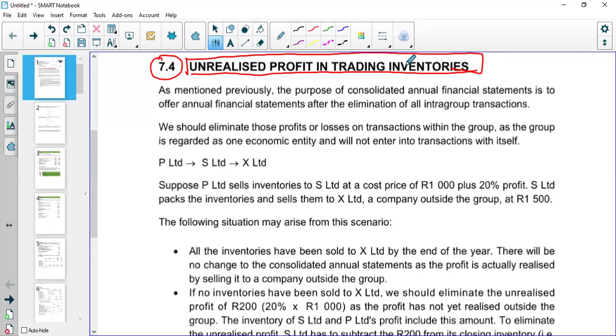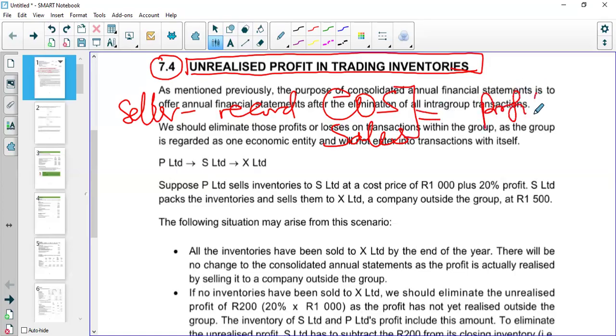So the seller is going to record cost of sales as well as sales. And this is going to affect our profit, right?